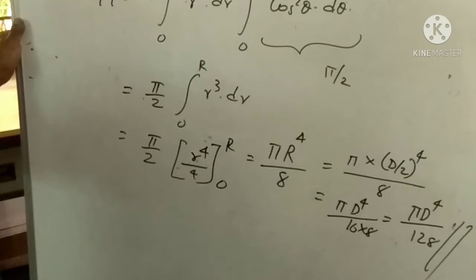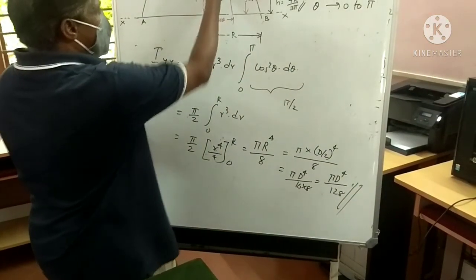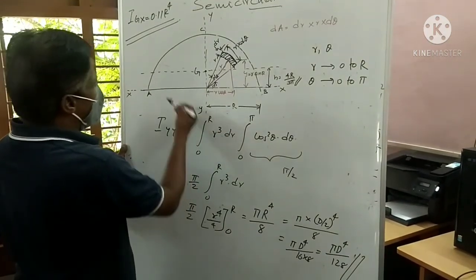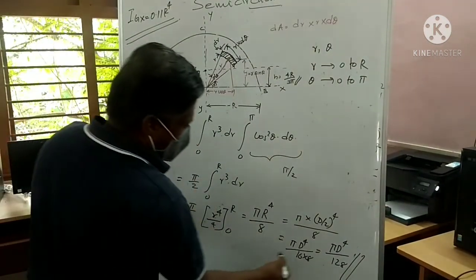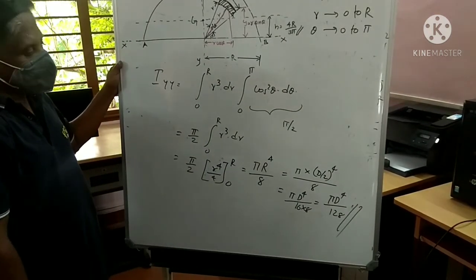So, the moment of inertia of this semicircular lamina about the vertical centroidal axis Iyy is equal to pi d raised to 4 by 128. I hope you understood the concept.